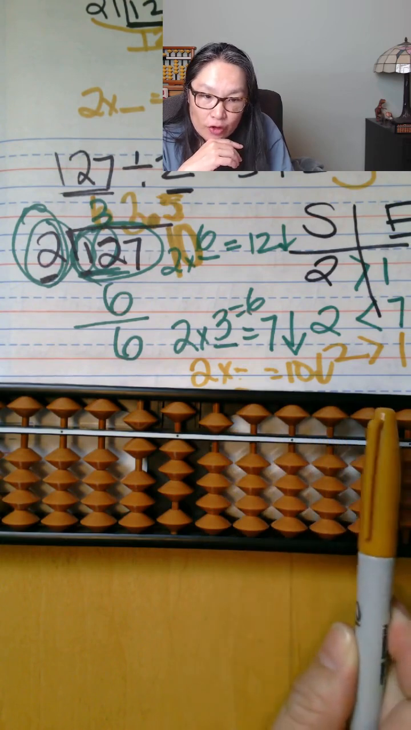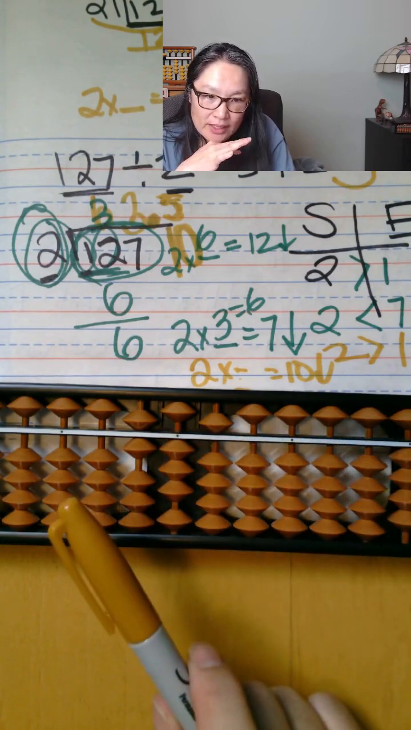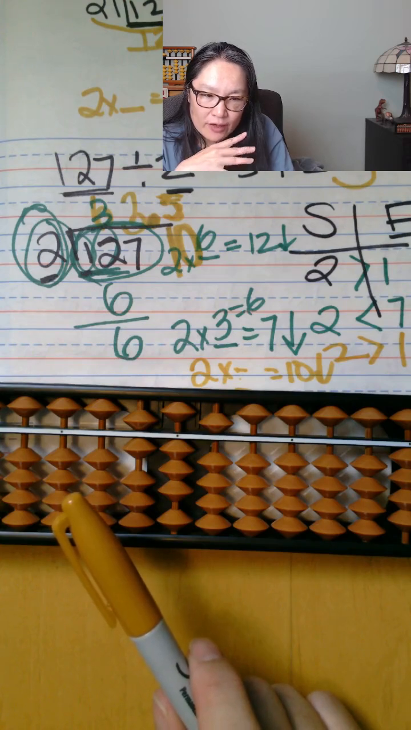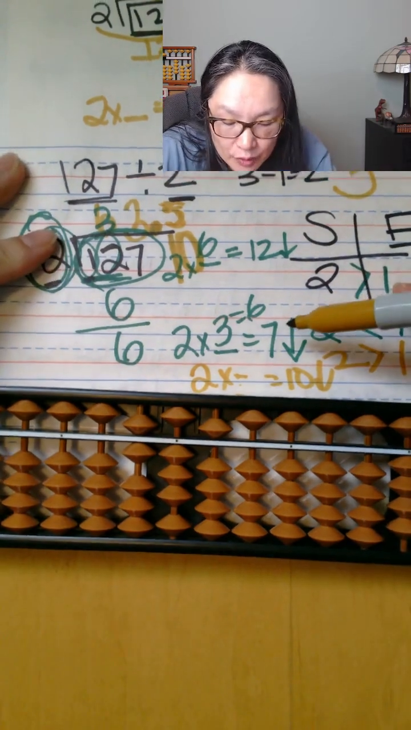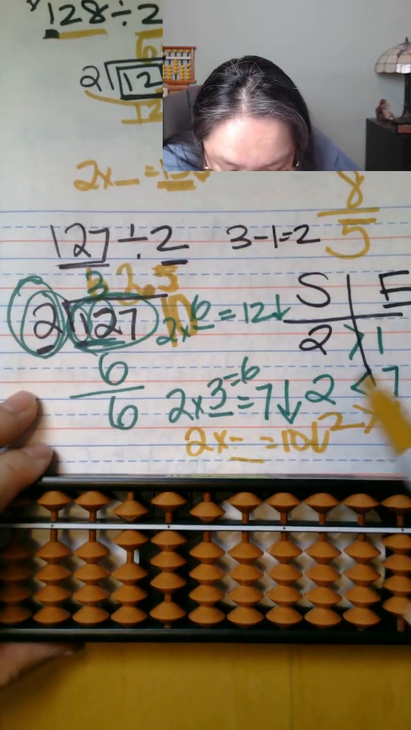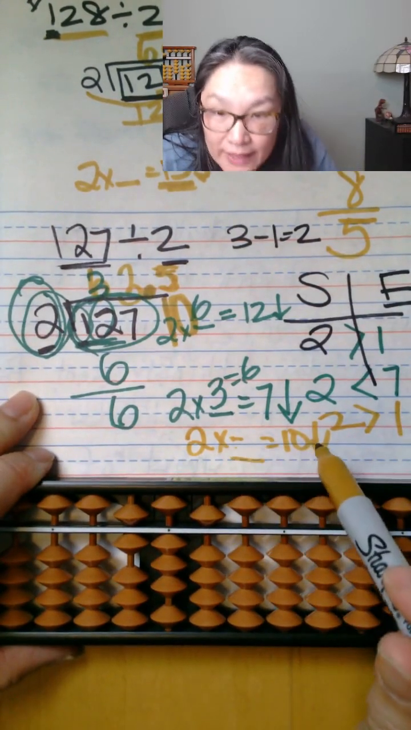You can go further, but why is the 0.5 on the abacus? Because 2 times 5 is equal to 10. That's why.